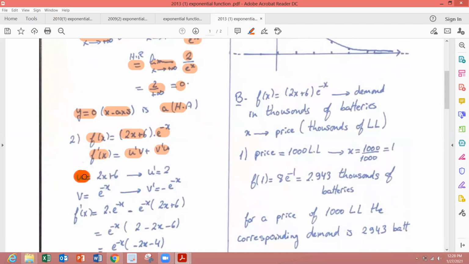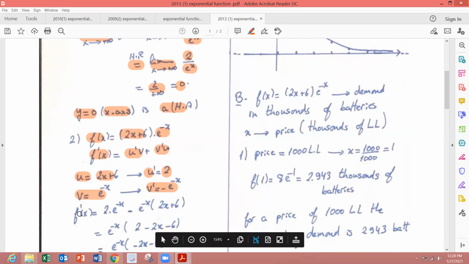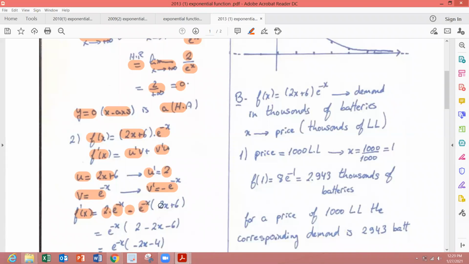u equal 2x plus 6, then u prime equals 2. v is equal e to the minus x, v prime is equal minus e to the minus x. Then you apply the rule: f prime x equals u prime, which is 2, times v, e to the minus x, minus v prime, which is e to the minus x, times u, which is 2x plus 6. Any questions till this step? No.